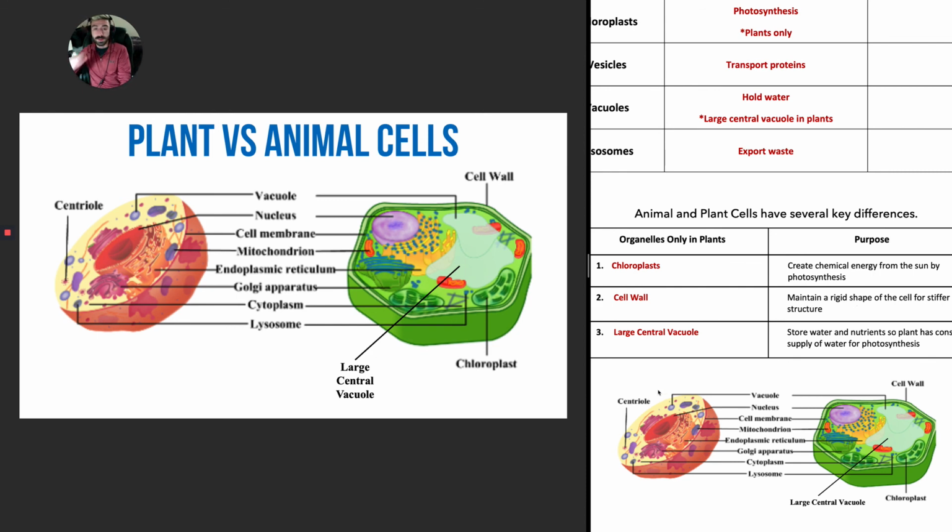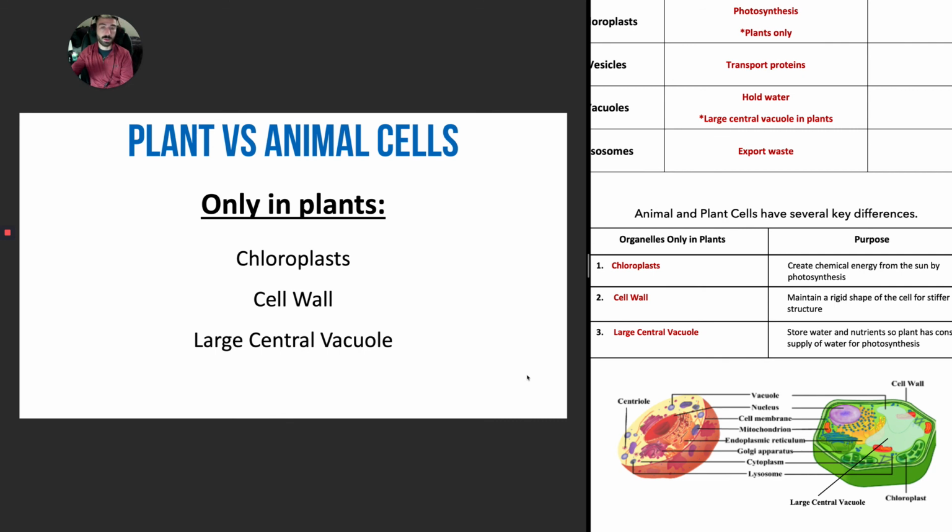Lastly, we have the large central vacuole. So we have small vacuoles here in the animal cells, and those store things. They store water, sure. But here in the plant cell, we have the big, large central vacuole, and that's the third thing. And those store water and nutrients so that the plant has a constant supply of water, which it needs for photosynthesis. A plant cannot make food for itself without water, and so water is necessary for survival, and so they need to have a big storage supply of it all the time. And so those are our three: the chloroplast, cell wall, and large central vacuoles.